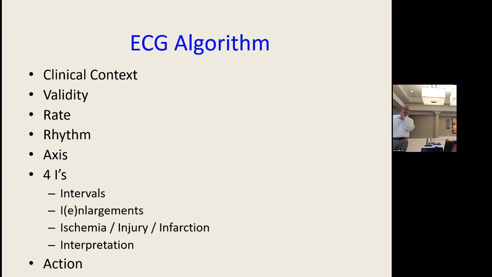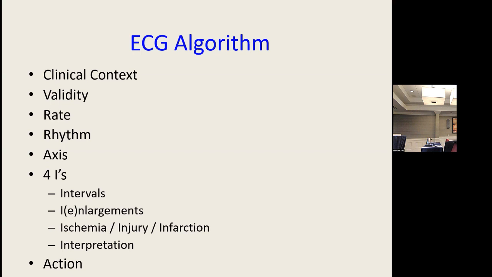So with EKG, there are a few quick things we can do to make sure the leads are connected correctly and we have a good test. And then we've got to have some way of getting our interpretation. I'm going to suggest to you this little jingle: rate, rhythm, axis, and the 4 I's, the I's being intervals, the I of, I'm bastardizing the term, enlargement, but enlargement sounds like an I. The triad of ischemia, injury, infarction, and then ultimately interpretation. If you use this algorithm, there's virtually no diagnosis that will elude you.